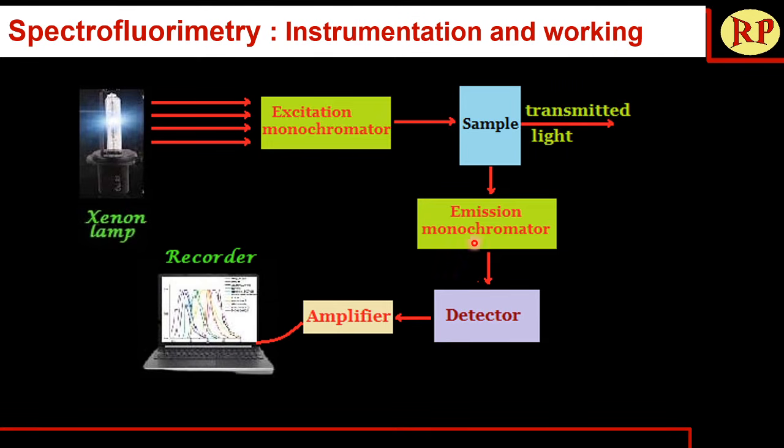So why we require two monochromators is, here this excitation monochromator will allow only the chosen wavelength for excitation. So if we know a molecule will absorb energy between 300 to 400 nanometer, then we can choose that range alone. We need not cover the complete range of xenon lamp. And one by one the wavelength will pass through the sample.